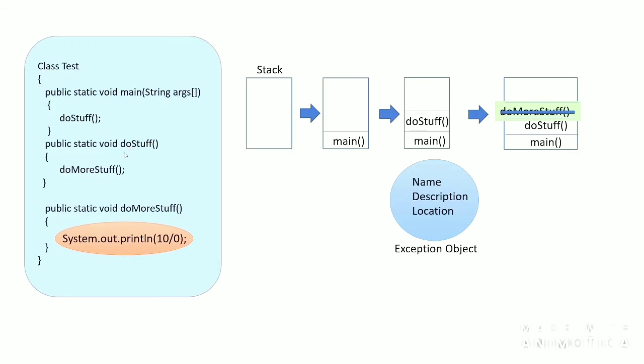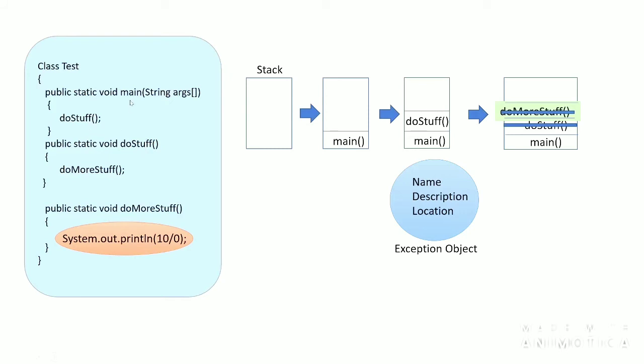JVM will ask doStuff, do you have the handling code? So doStuff will reply that I don't have the handling code. So what will JVM do? JVM will simply terminate the method abnormally without executing remaining codes and remove the corresponding entry from the stack. So the entry of doStuff will be removed. Now control passes to the caller. Who is the caller of doStuff? The main method is responsible for calling doStuff.